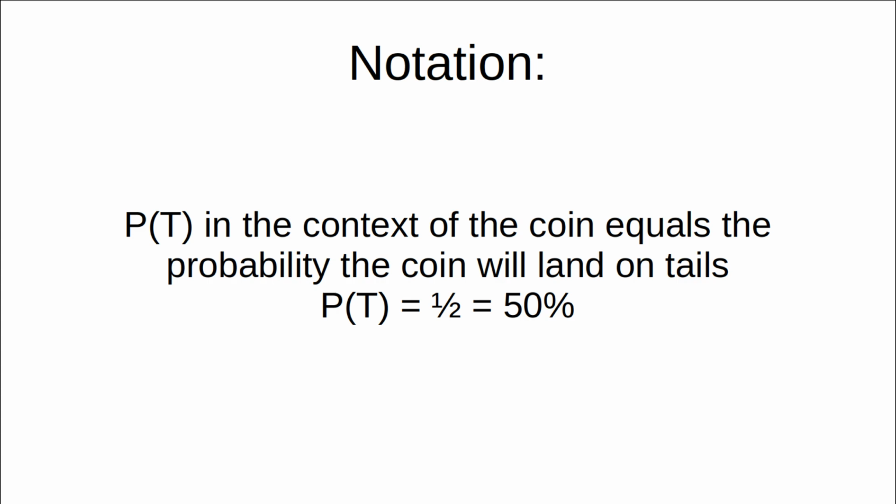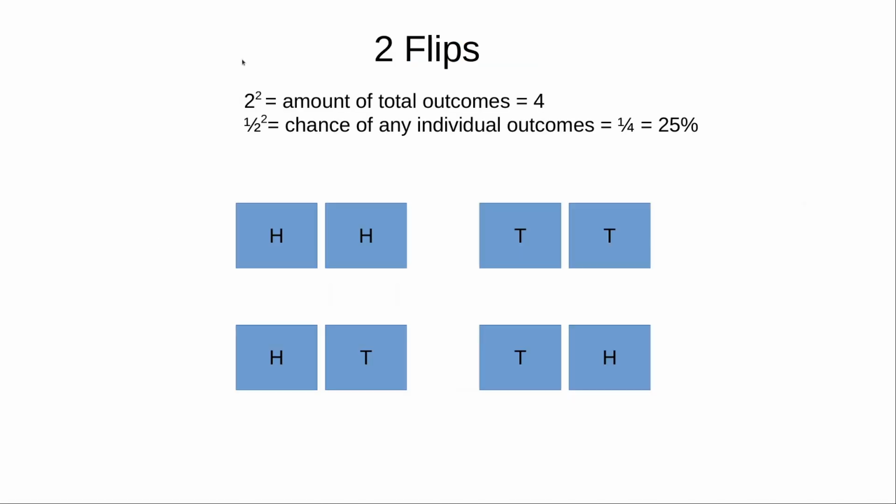And same with heads. So to find the probability of multiple flips or rolls of the dice, we'll do coin flips in this case. If you just write them out like I have here, you get HH, heads, heads, TT, tails, tails, HT, heads, tails, and TH, tails, heads, and so you have 4 outcomes, and that means that the chance of heads, heads is 1/4, which is also 25%.